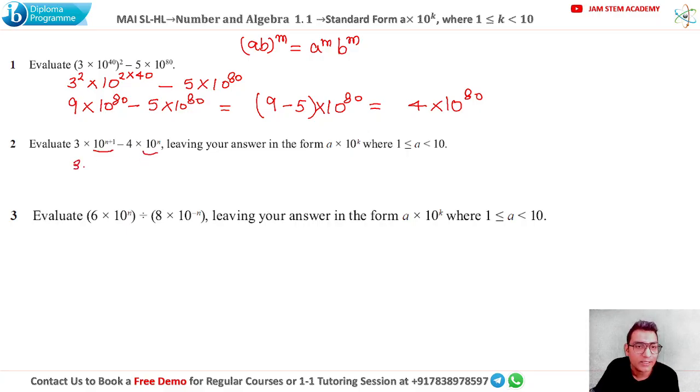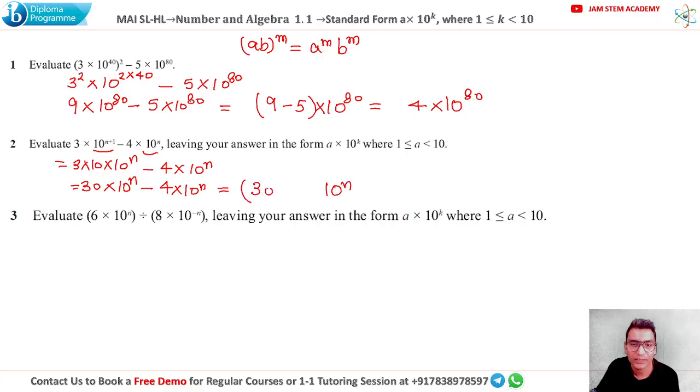So, can I write it as 3 times 10 times 10 to the power n? Rest of the things stay as it is, 4 times 10 to the power n. What is that? 30 times 10 to the power n minus 4 times 10 to the power n, which can be simplified by taking out 10 to the power n common, and you are left with 30 in the first term minus 4 in the second term. So what we have? We got 26 times 10 to the power n.